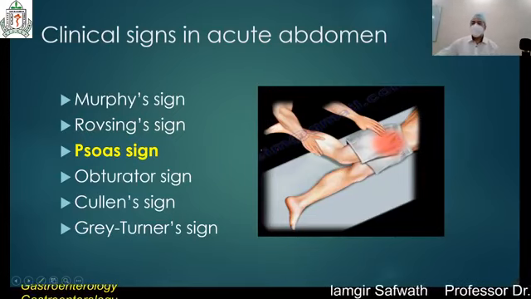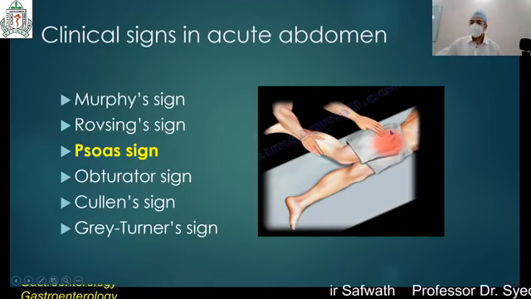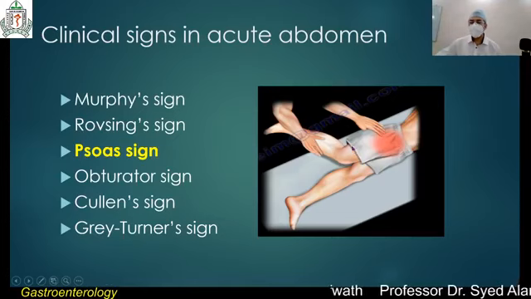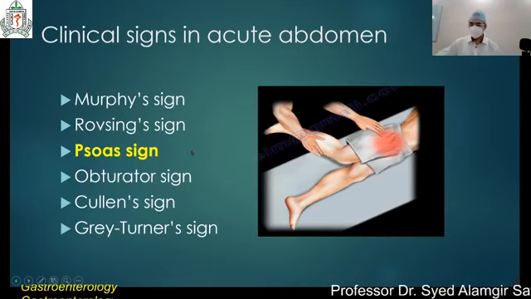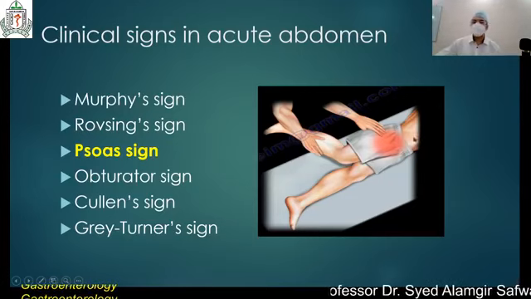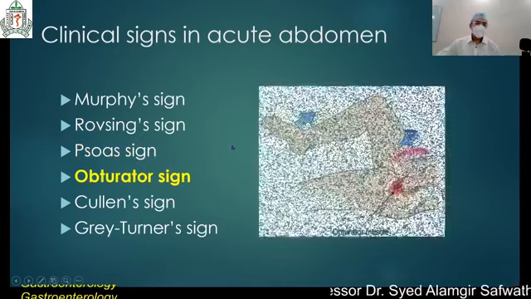In case of acute appendicitis, if the patient is kept in the left lateral position, the hip is fixed and the lower limb is pulled a bit backwards, it will cause pain at the site of the appendix. And this is Psoas sign. Psoas sign is a sign of acute appendicitis.